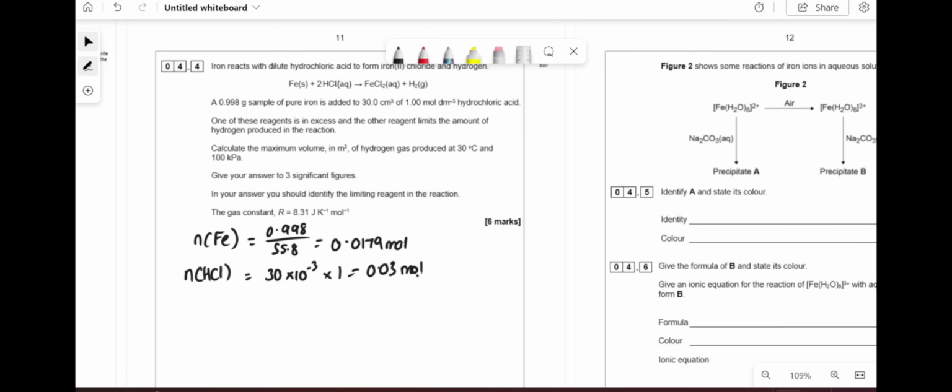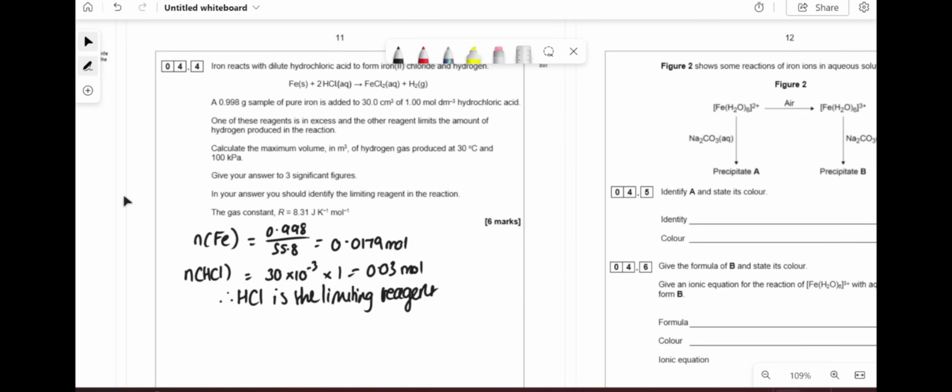But we don't have that, we have less. Therefore, HCl is the limiting reagent because we don't have enough HCl to let this reaction go on to completion. If we had the full 0.0358, then this reaction would happen, but we've only got 0.03. So we've done that bit.